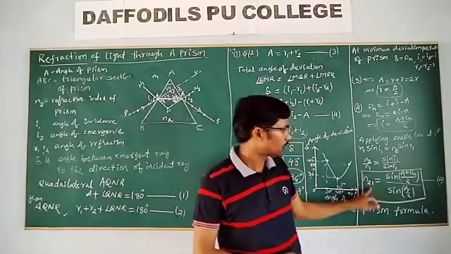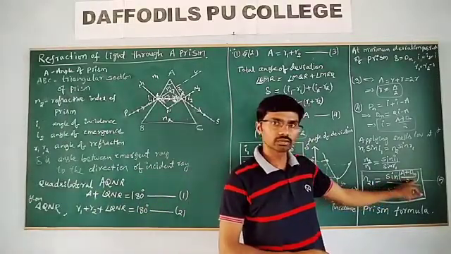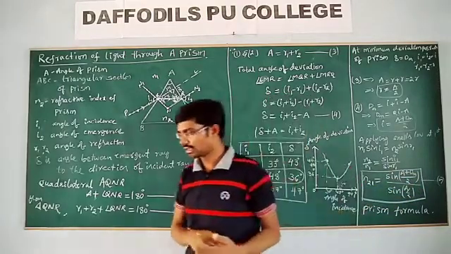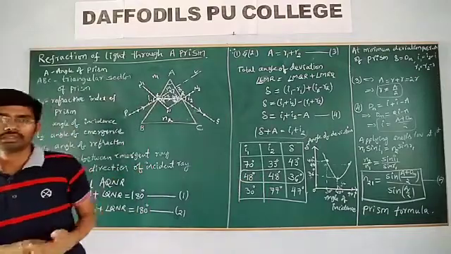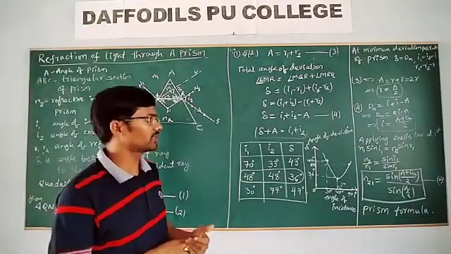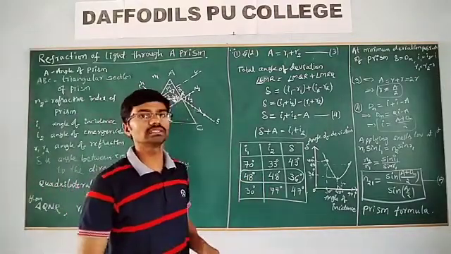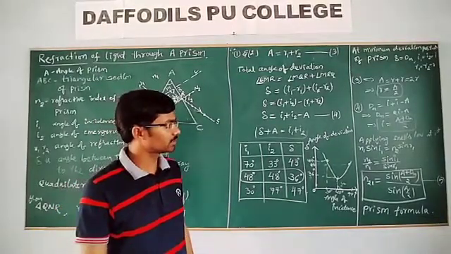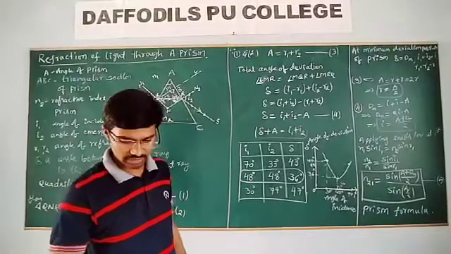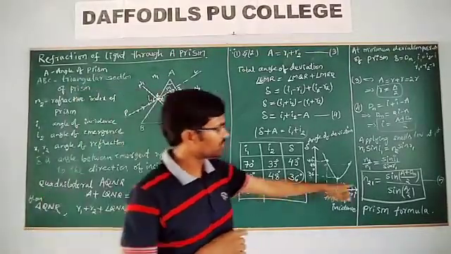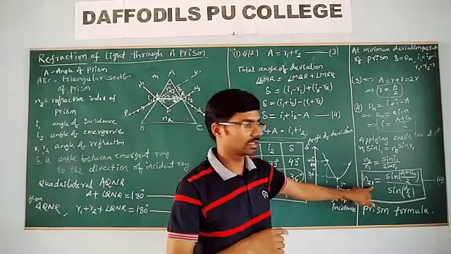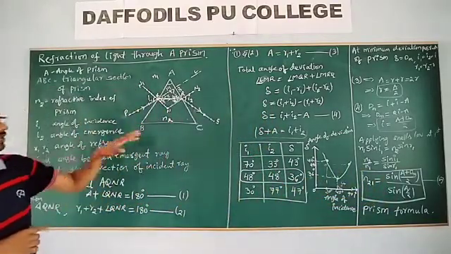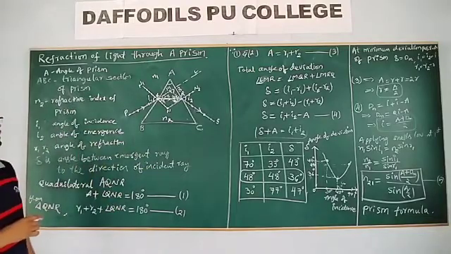What is this? n21 is equal to sin of (A plus dm) by 2 divided by sin of A by 2. A is what we know, the angle of prism. Dm is the minimum deviation. N21 is the refractive index of the second medium with respect to the first medium. This is the prism formula for the minimum deviation position.